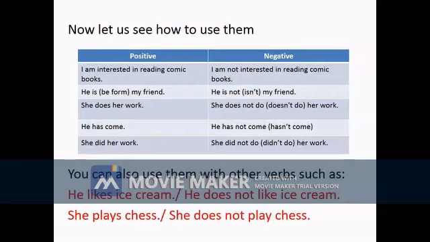Now let's go to the negative sentences. I am not interested in reading comic books. He is not my friend or he isn't my friend. She does not do her work or she doesn't do her work. He has not come or he hasn't come. She did not do her work or she didn't do her work.